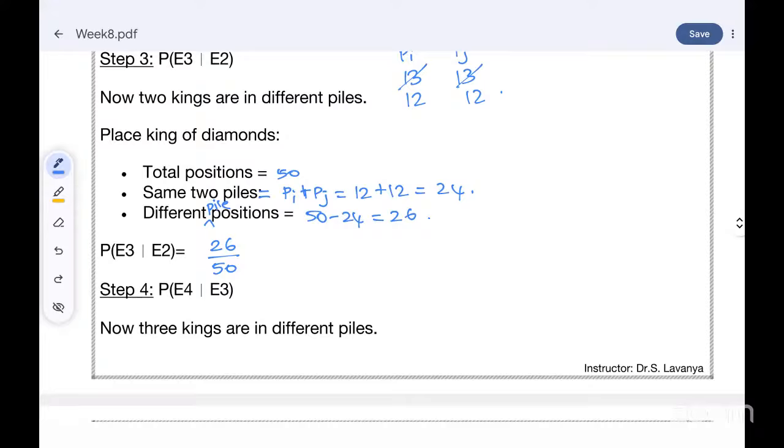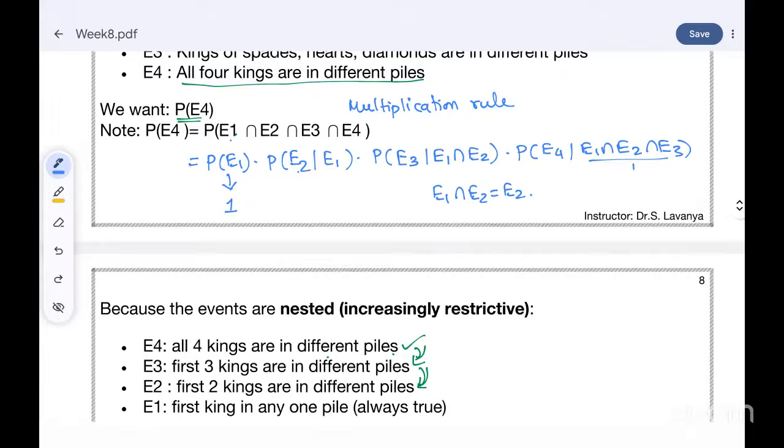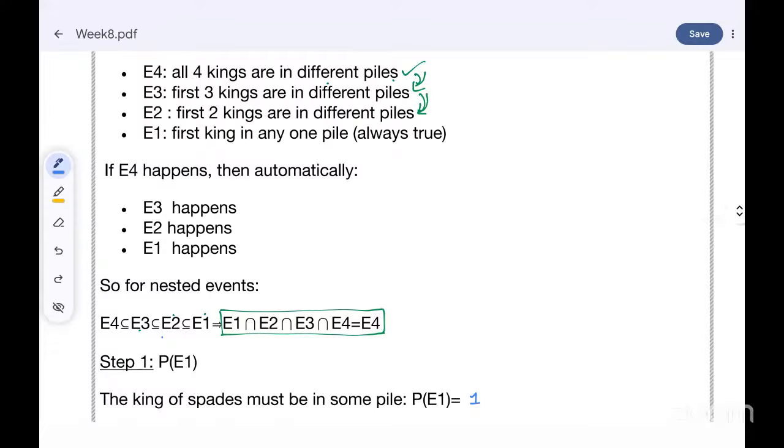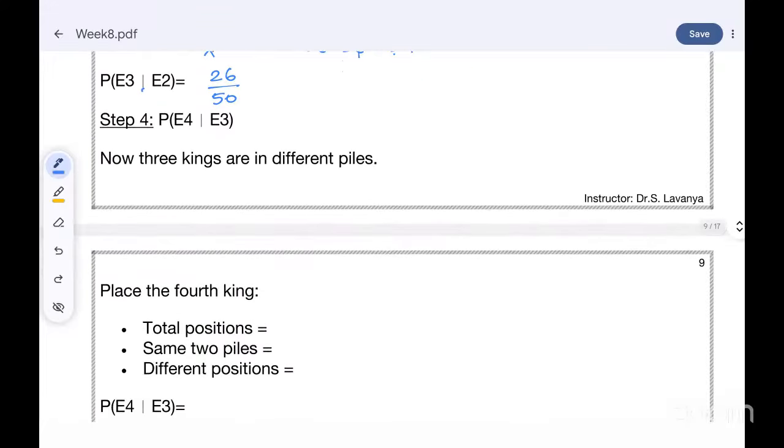So now all three cards, spade, heart and diamond, are in different piles. So the different pile positions are 26 given the total position is 50. The next thing we have to find is this value, which is again the same as E3 because of the same condition. Now we are going to find P of E4 given E3. I will not give everything; you already have enough chances to understand what we need to do, so I want all of you to try it yourself.